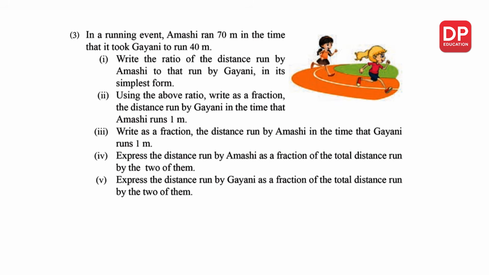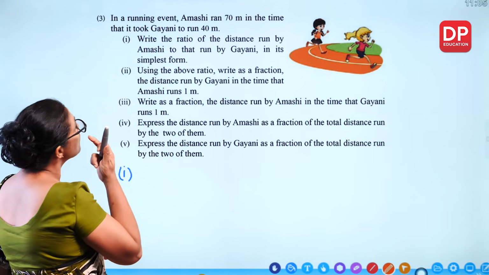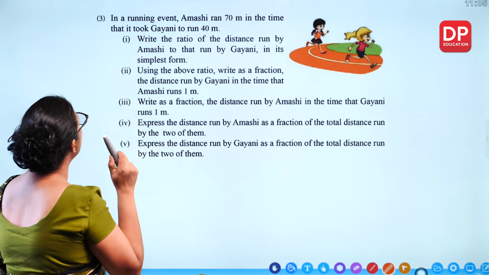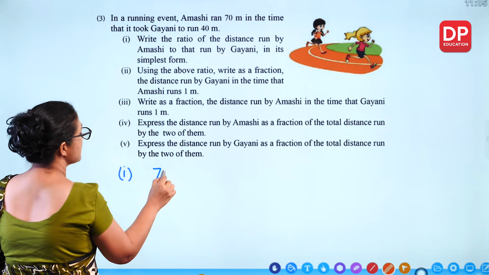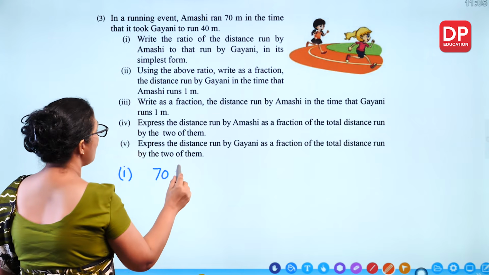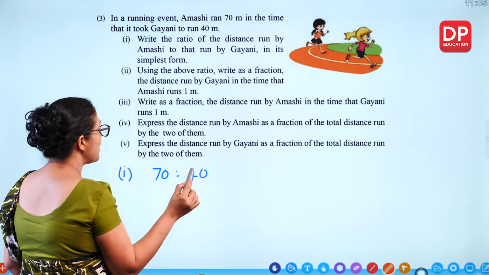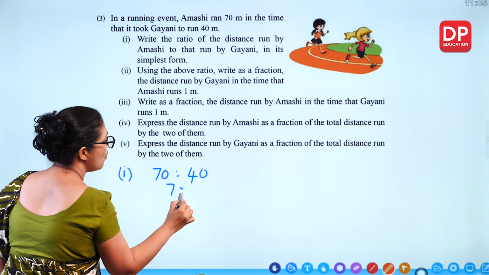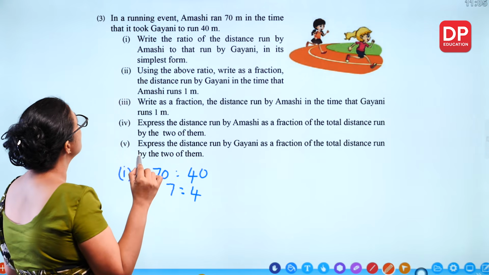Question number 3. In a running event, Amashi ran 70 meters in the time that it took Gayani to run 40 meters. Write the ratio of the distance run by Amashi to that run by Gayani in its simplest form. So what's the distance run by Amashi? That's 70 meters. Gayani, 40 meters. So divide by 10, you get 7:4 ratio. That's the simplest form.